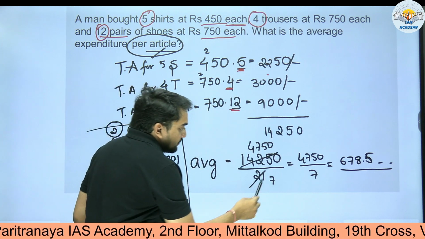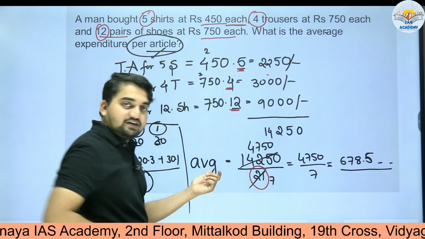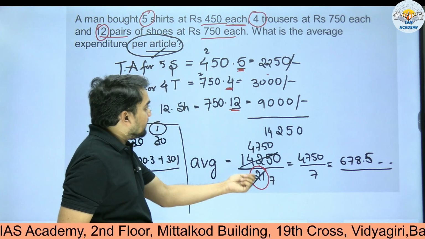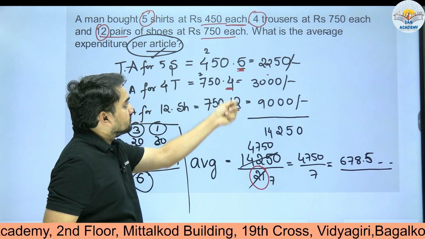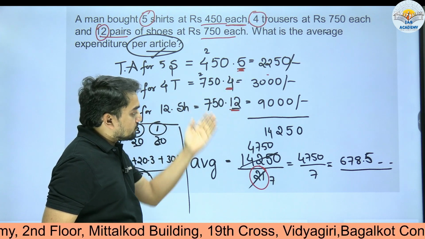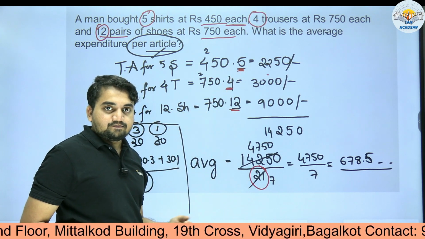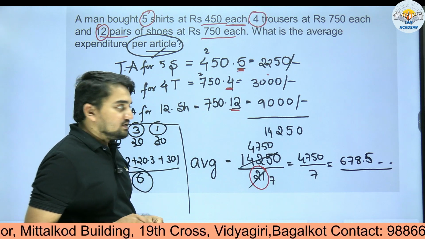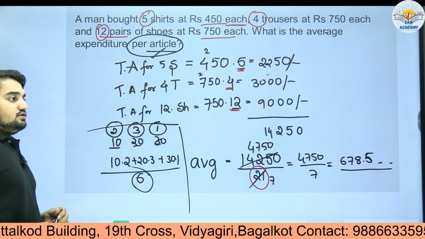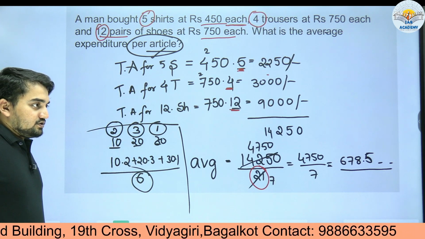So while taking the average, we have to divide in total by the sum of these 5 plus 4 plus 12, so it will be 21. I hope you got this one. Take a note if you are getting confused.